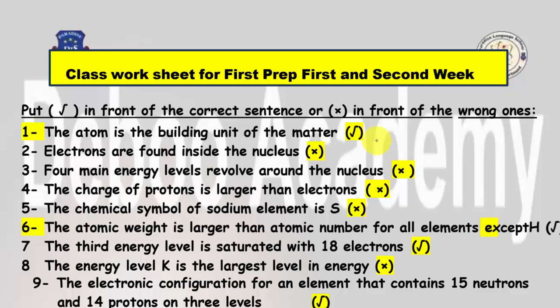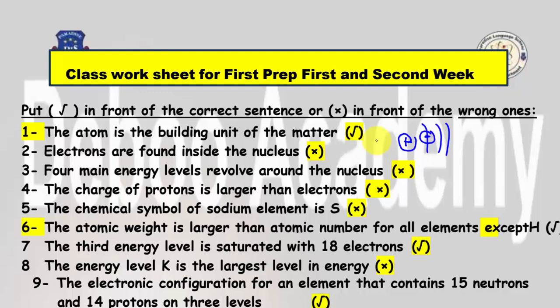Number 1, he said that the atom is the building unit of matter, and this is the right answer. Yes, because the atom is the smallest building unit of matter. Electrons are found inside the nucleus. Of course not. Electrons revolve around the nucleus in energy levels. Here is the electron with negative charge.